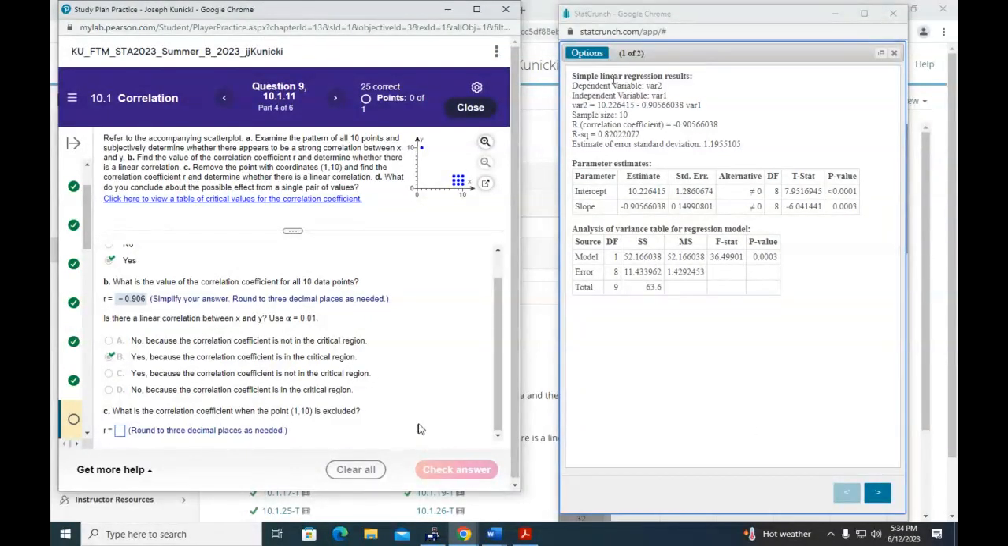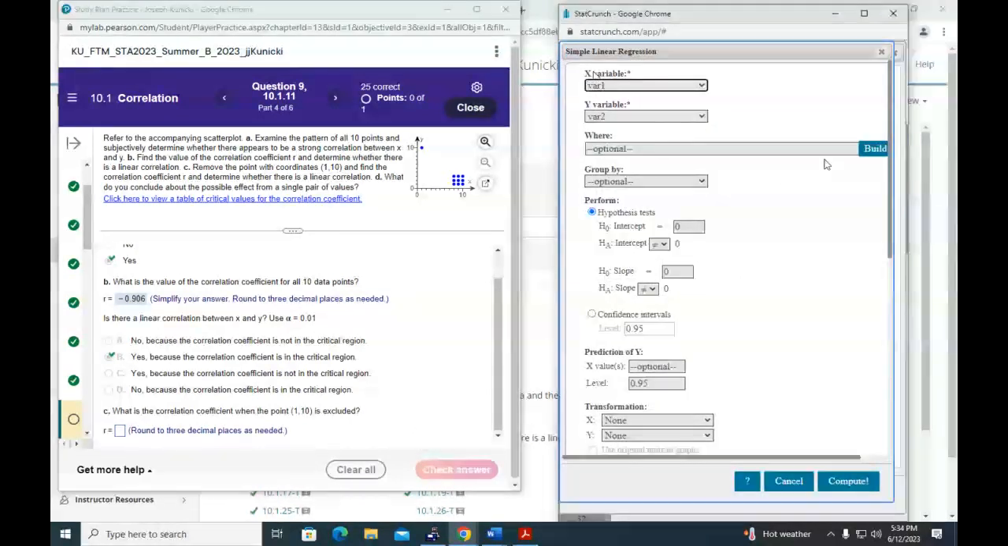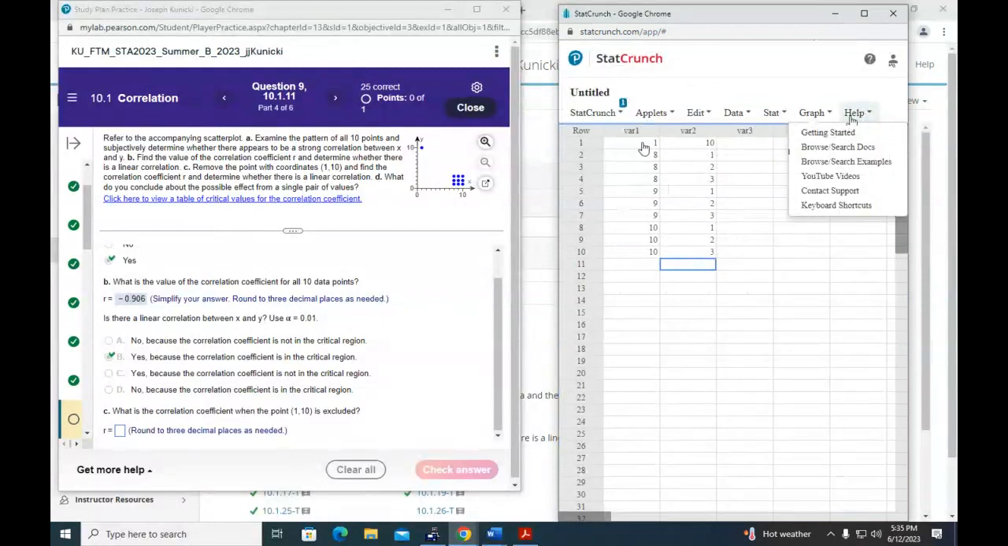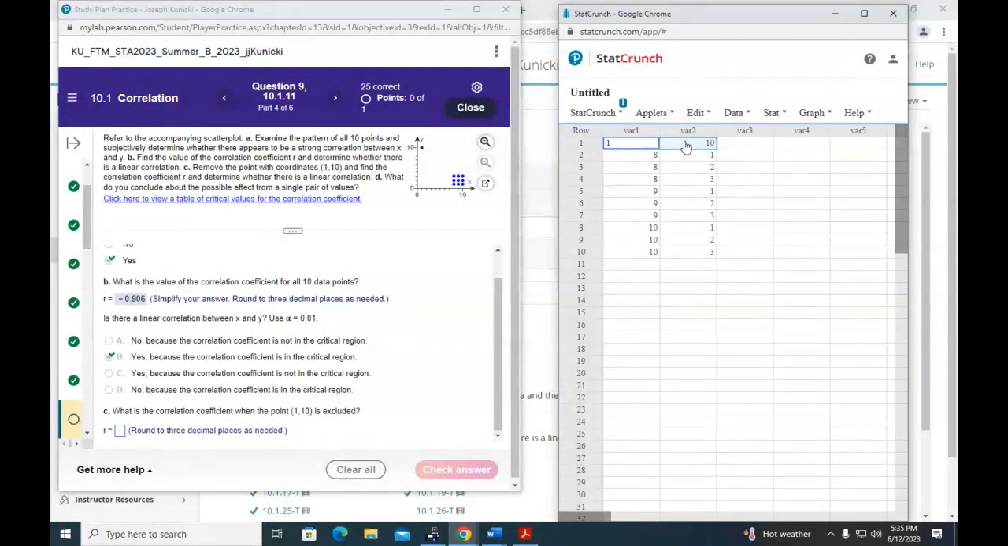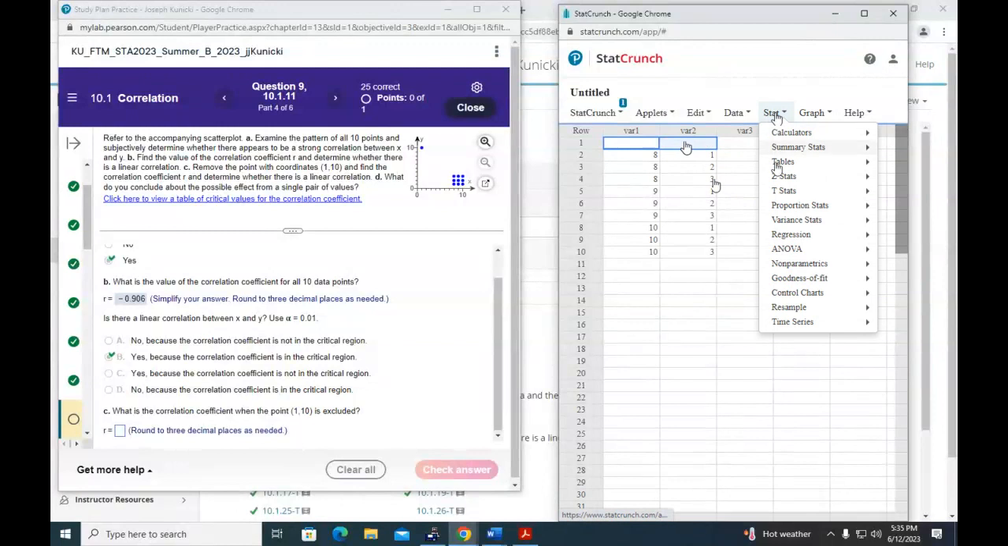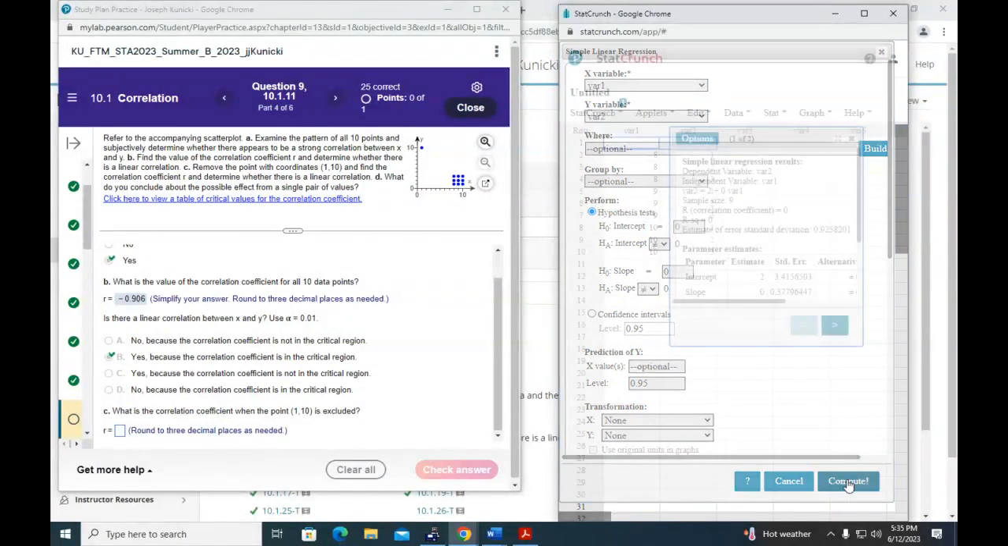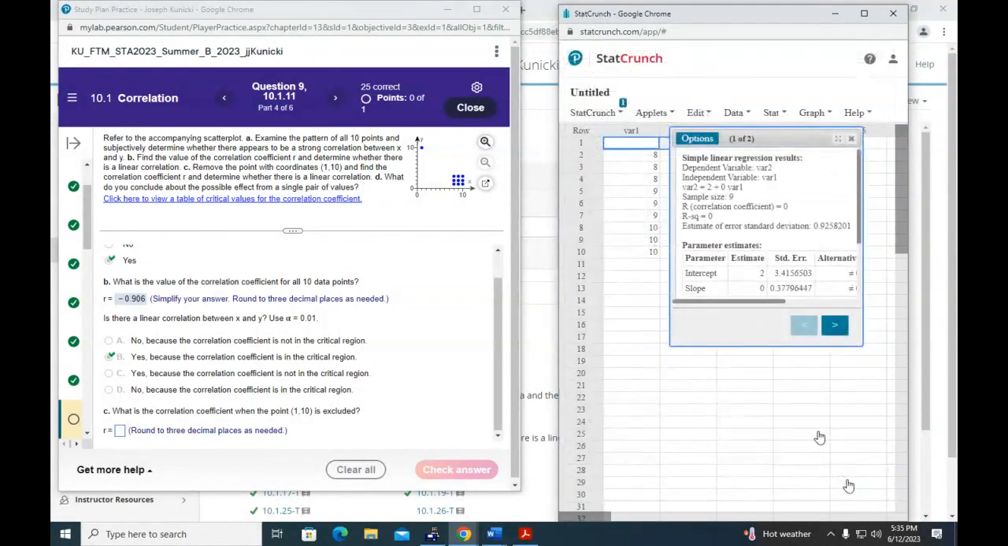What we do is, I'll just close this. What I want to do is eliminate that point, so I'll delete it, and then do stat, regression, simple linear, variable 1, variable 2, compute. You see the correlation coefficient dropped to 0.